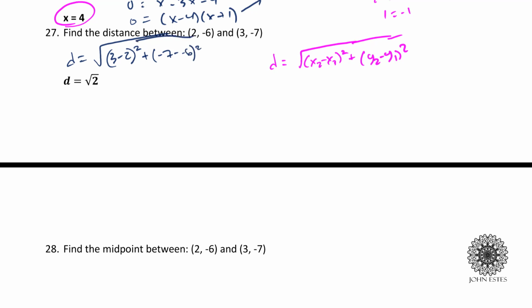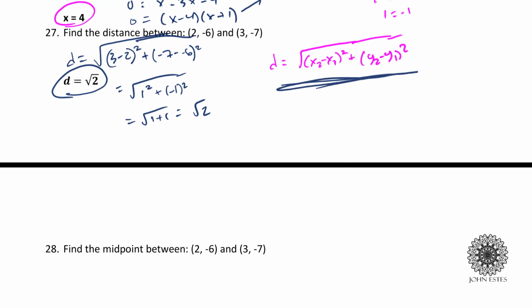So that ends up being square root of 1 squared plus, what is that? Negative 7 plus 6 gives me negative 1 squared. So I end up with square root of 1 plus 1, which equals root 2. That's what I have here. Okay, now this comes from the Pythagorean theorem, if that helps. Remember, this squared equals that squared plus that squared. That is actually literally talking about a right triangle here.